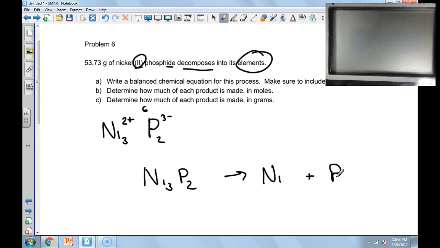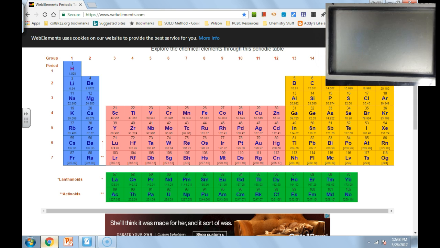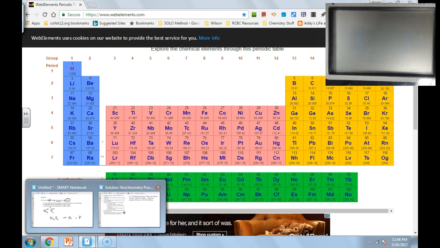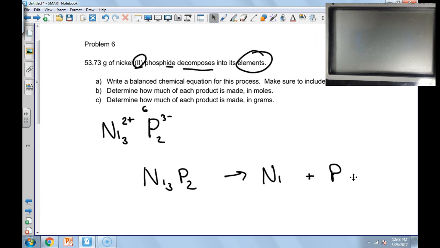Okay, and so now we can include the states. The periodic table can help us. Anything over here, these guys are gases. Bromine and mercury are liquids, and the rest are metals. A lot of periodic tables are color-coded. So this guy here is a solid. Nickel is a metal, so most metals are solids.